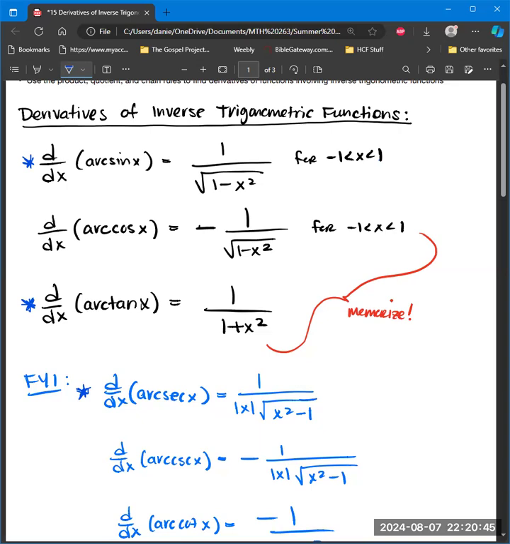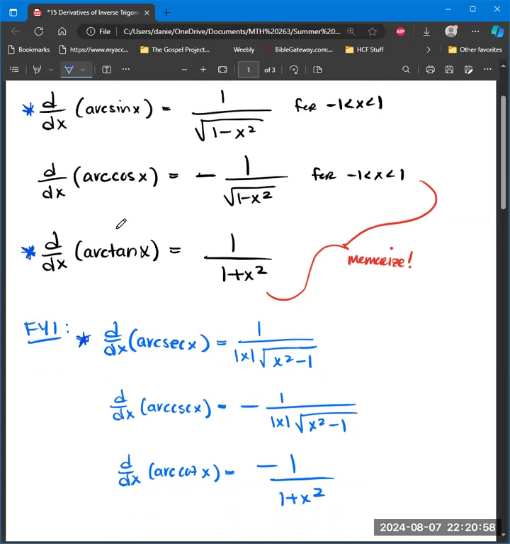Tangent here is going to be 1 over 1 plus x squared. And you're going to see arc cotangent is going to be the same as arc tangent, but it's going to be a -1 instead. Arc secant, it's a little different. We're going to have an absolute value of x on the outside here for the derivative. It's 1 over the absolute value of x, times the square root of x squared minus 1. And arc cosecant, as you would imagine, is just like arc secant, but it's a negative there.